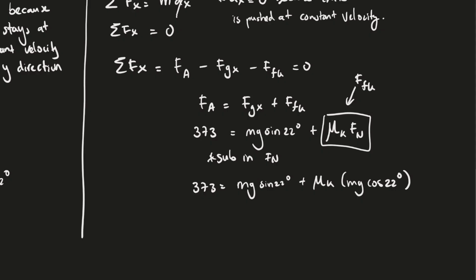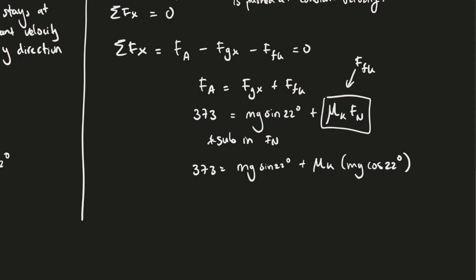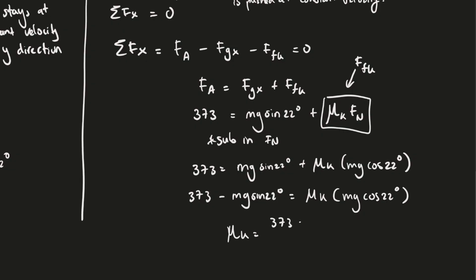And then we're just going to go ahead and rearrange here. This is now going to be 373 minus mg sine 22 degrees, because we want to isolate for mu k here, right? So that's going to be mu k mg cos 22 degrees, which means that mu k is essentially now 373 minus mg sine 22 degrees, divided by mg cos 22 degrees.